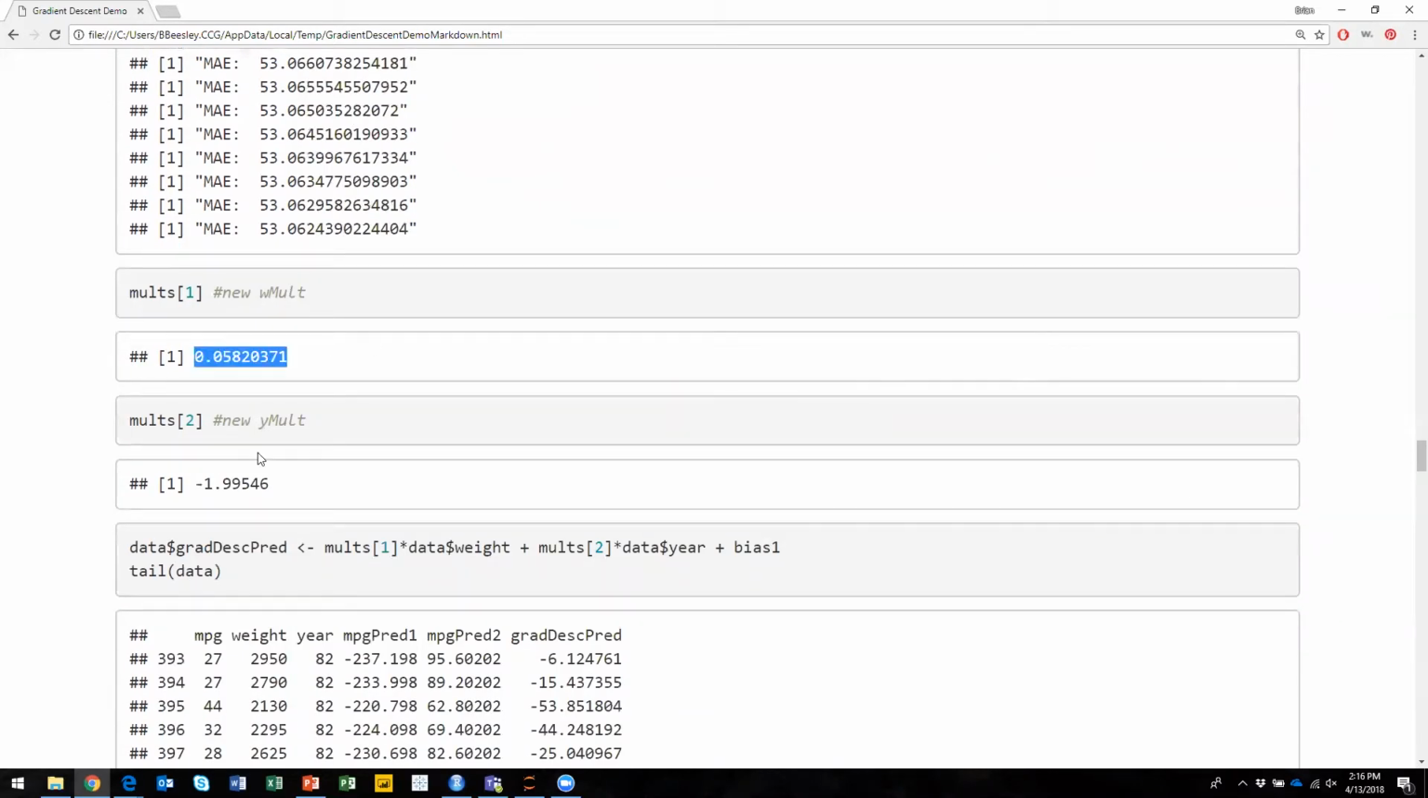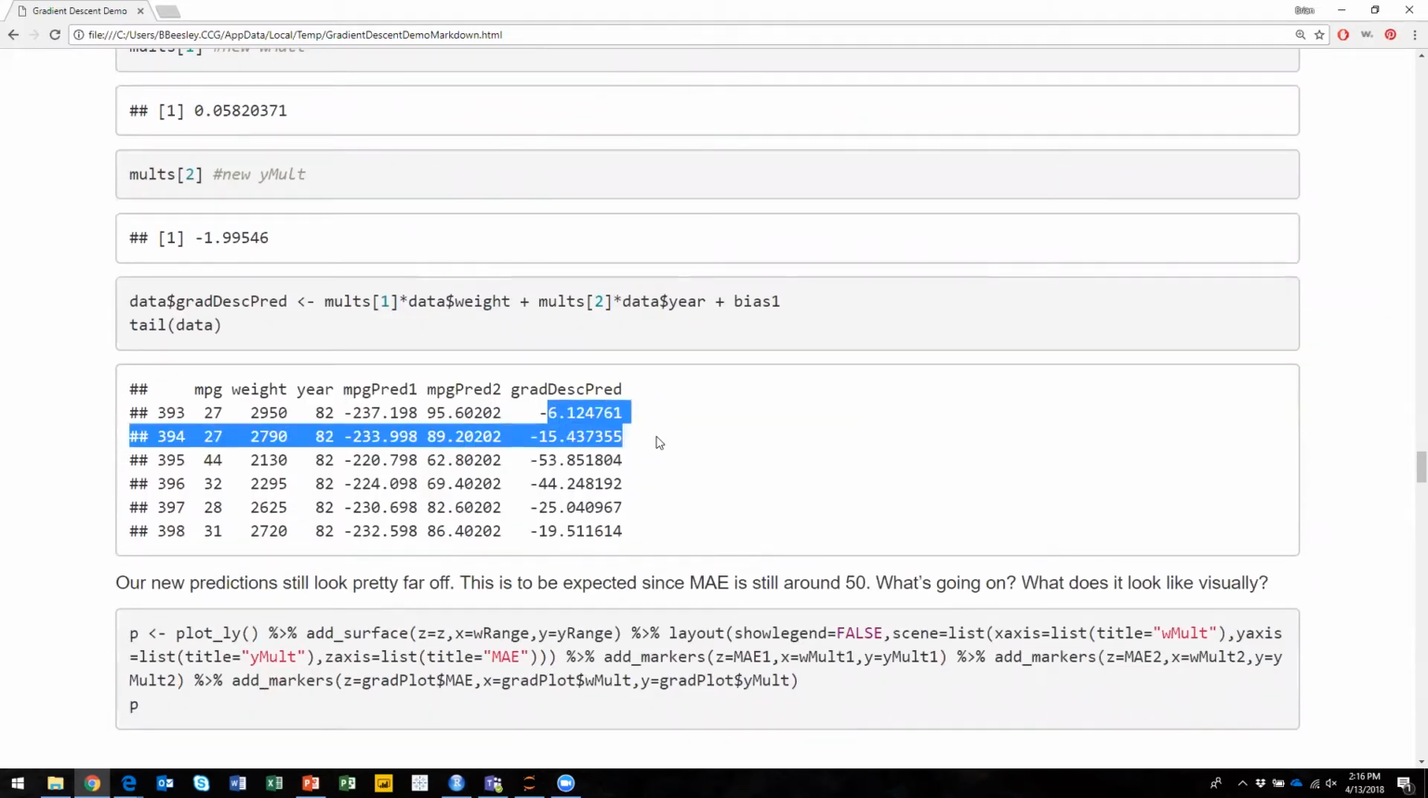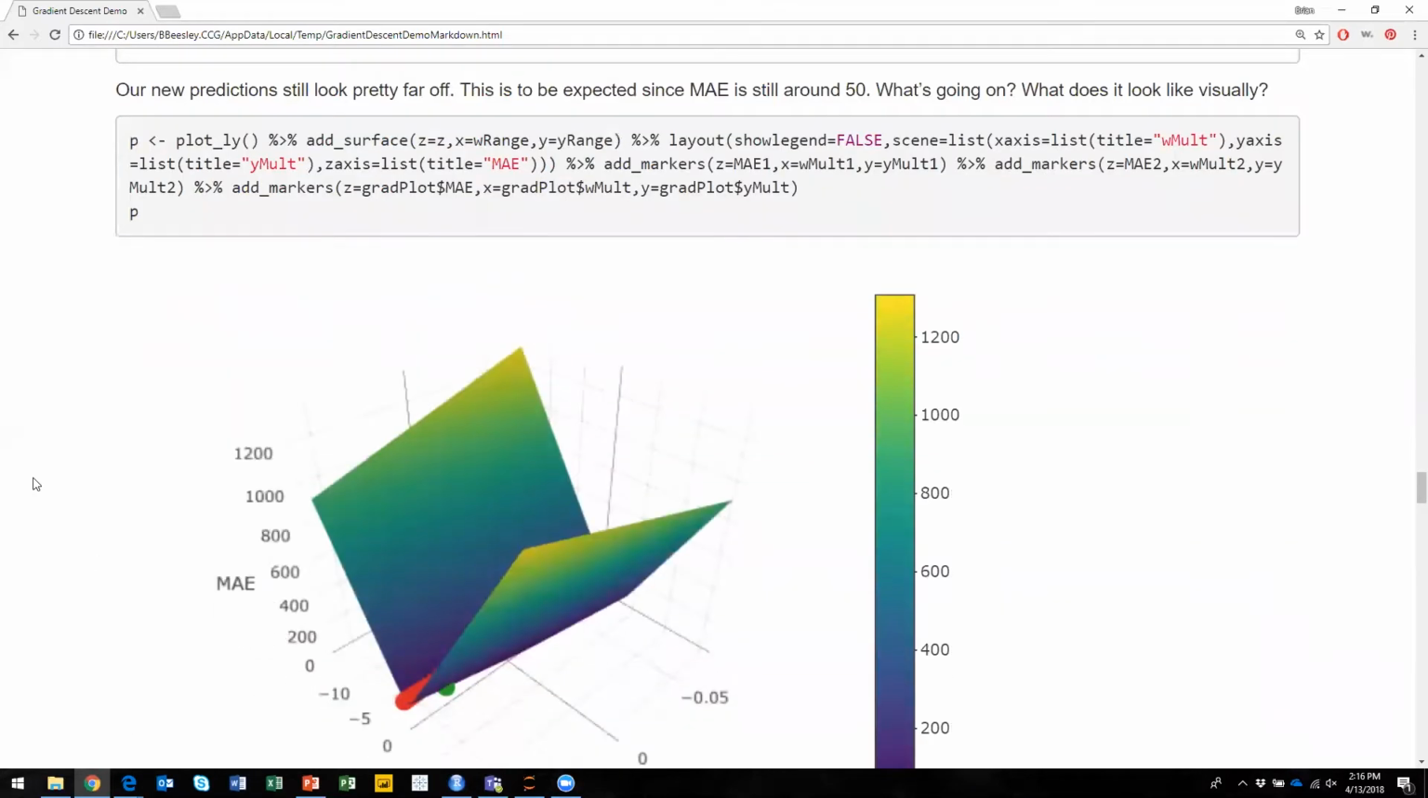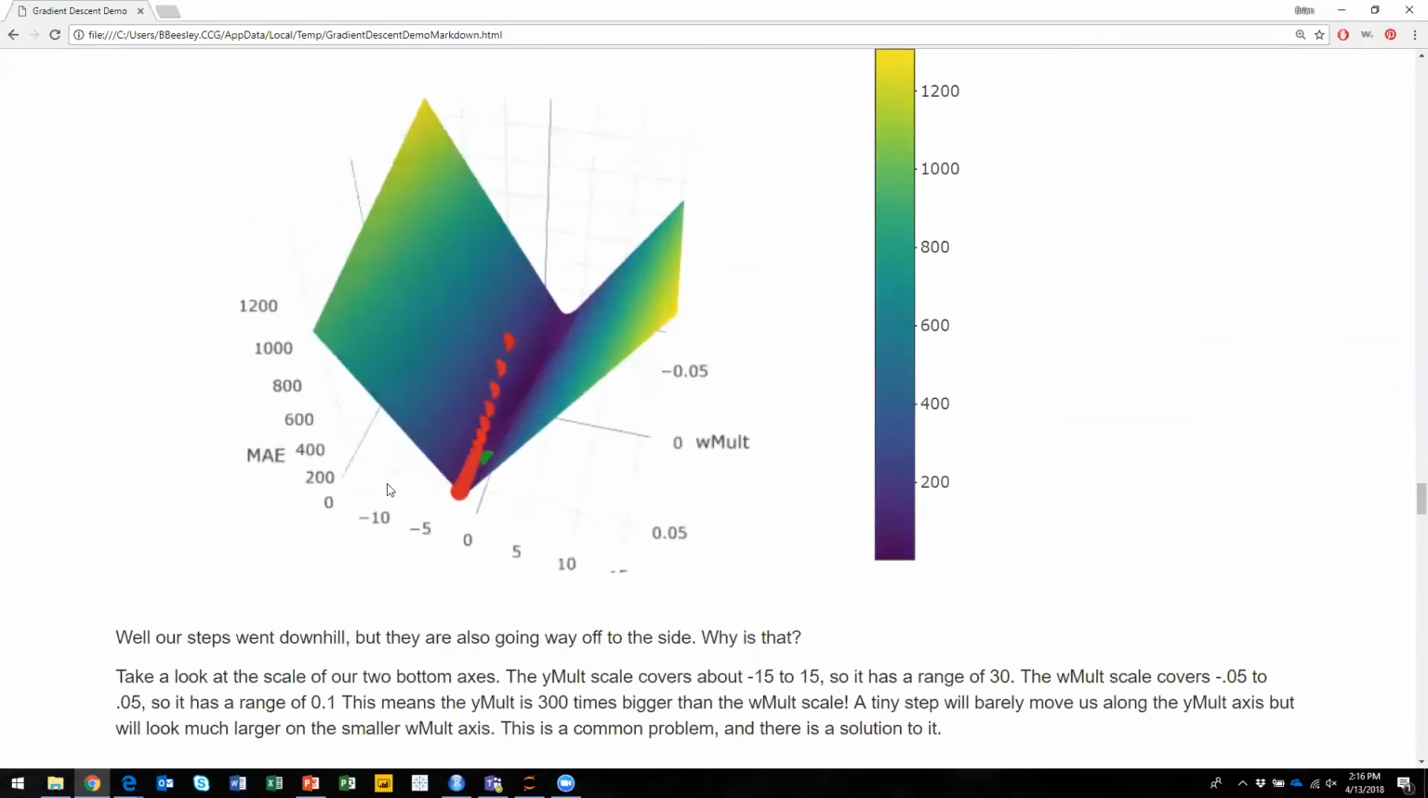So these are our new weights that it found, right, where our mean absolute error is 50. These are our new predictions. They're negative again, so that's not good. So something happened here, right? What happened? Well, let's visualize the steps that we took.